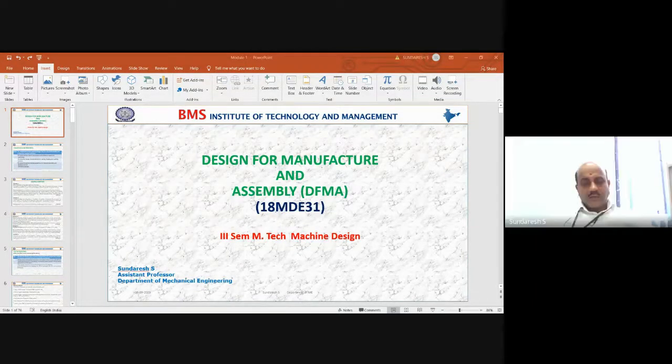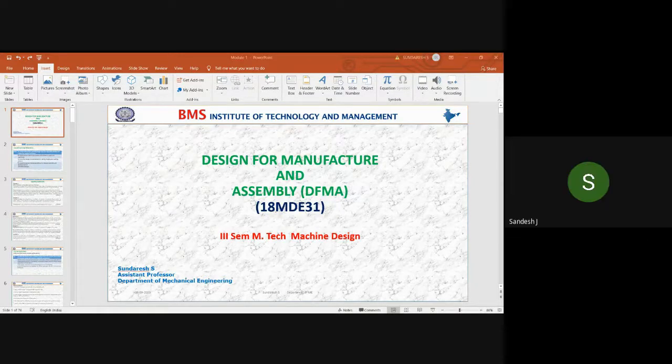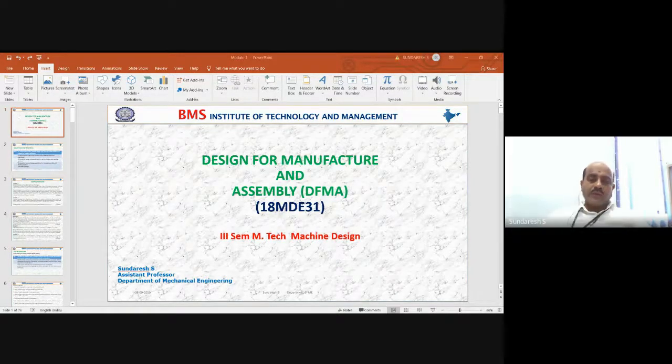I think in the last class, we just started with the definition of design for manufacturing and assembly. I also discussed major phases of design, and we discussed the effect of material properties on the design, as well as the manufacturing processes on the design. And also we discussed different manufacturing processes and what should be the design considerations for those manufacturing processes.